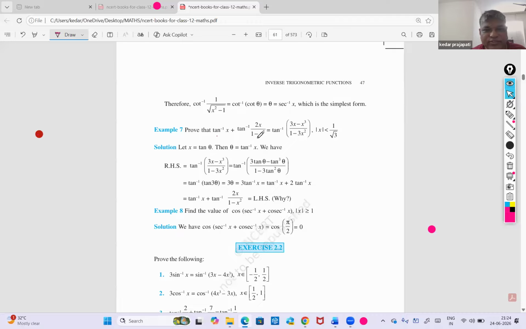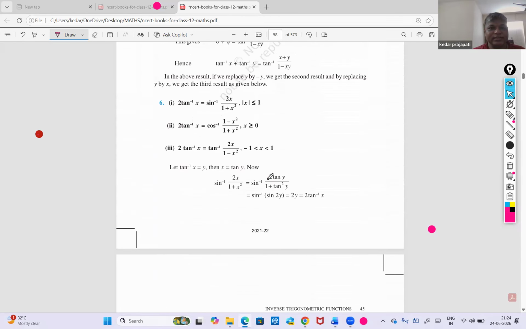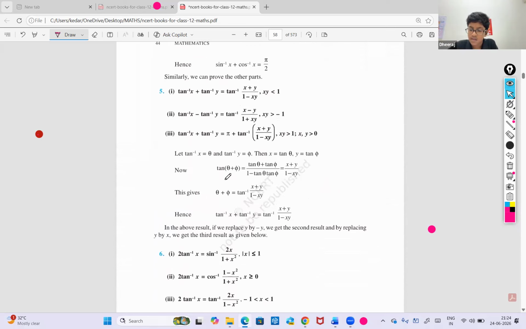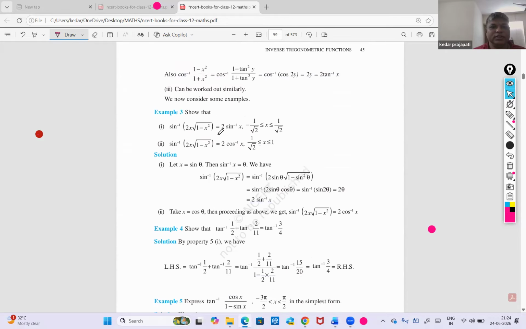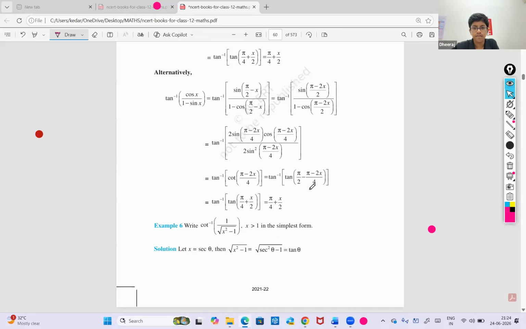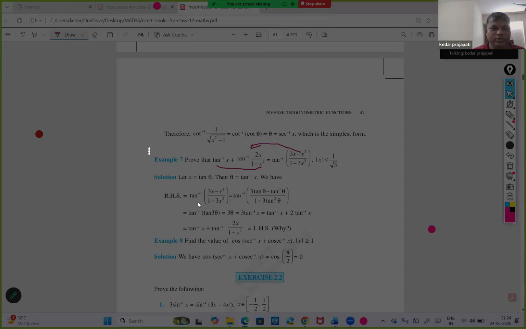Because now solving from LHS to RHS is difficult, so they are solving RHS to LHS. It's not like it cannot be solved. It is doable. Which formula we have to apply? If we take LHS, you can use tan inverse x plus tan inverse y, that is also possible. Let us solve. We'll plan to solve from LHS.